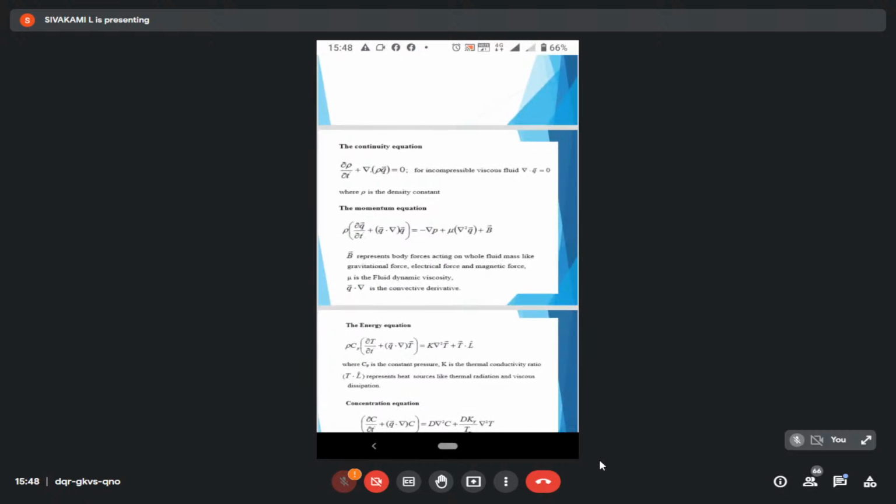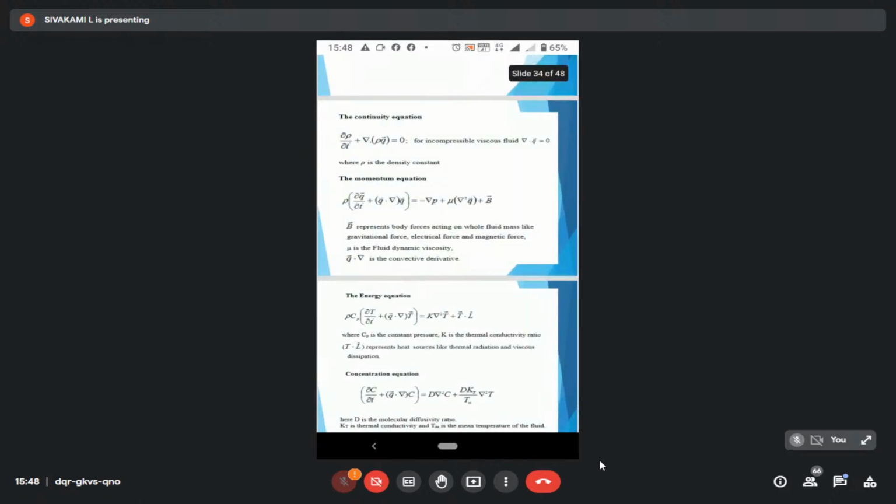So for an incompressible viscous fluid, the continuity equation is del dot (rho u) equal to 0, where rho is the density and constant. The second one is the momentum equation, the third one is the energy equation, and the fourth one is the concentration equation. So if you add any quantity, either heat or chemical reaction or the Soret effect or the Dufour effect, we can study the impact of those constants through the corresponding heat equation and then mass equations, which depend upon compressible or incompressible fluid flows.